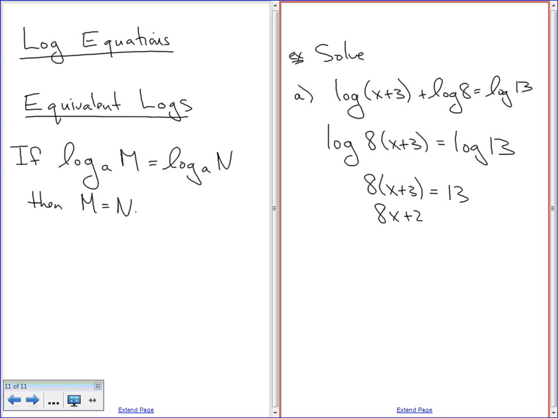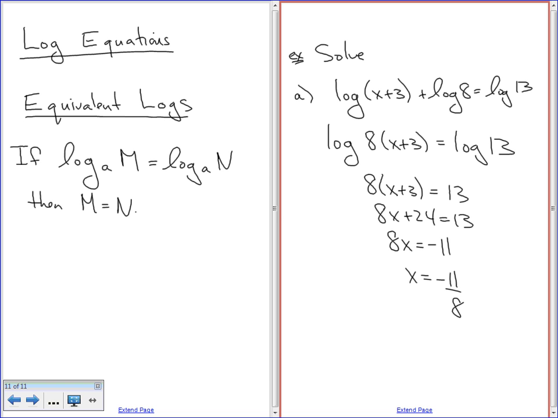8x plus 24 is equal to 13. 8x is equal to negative 11. Any questions of what I've done there?